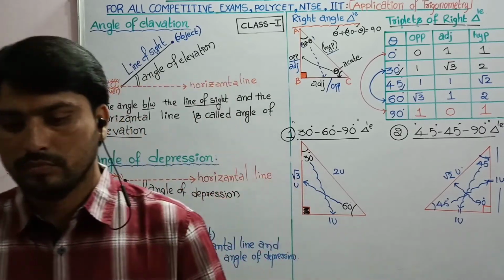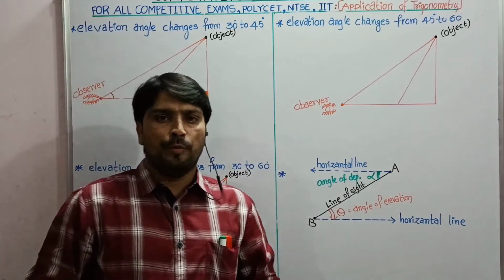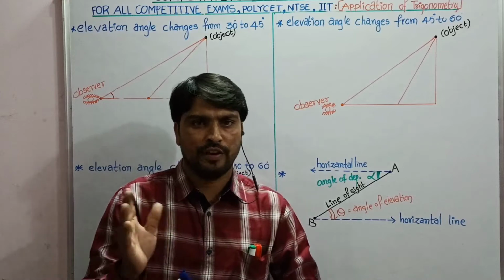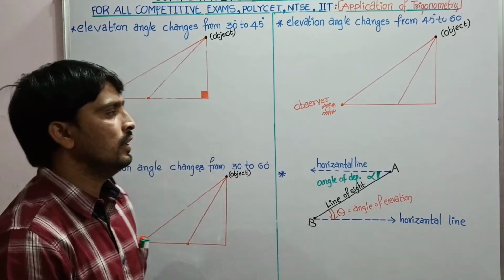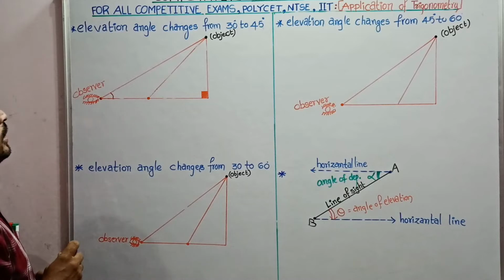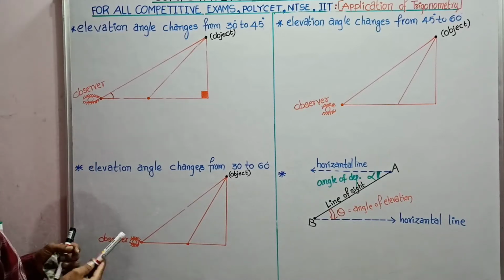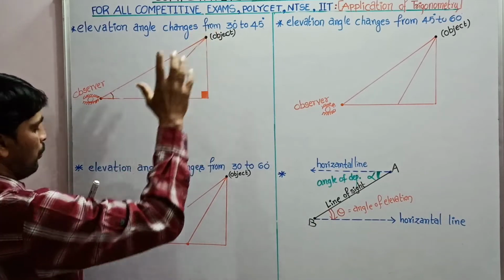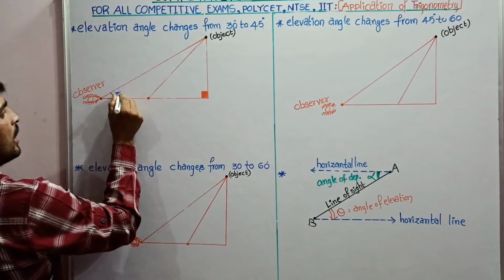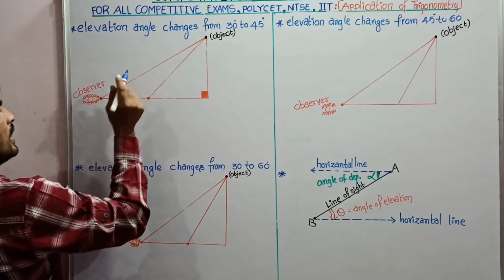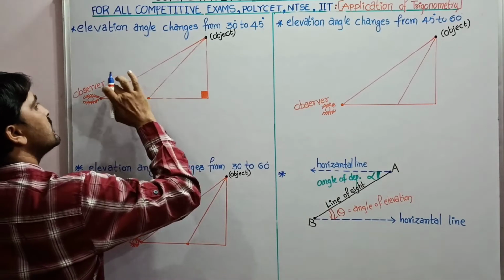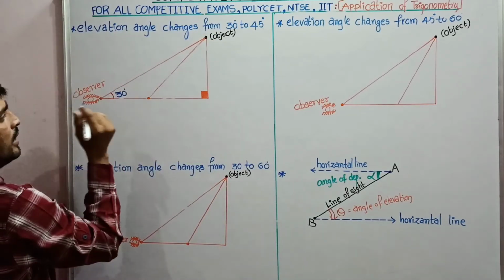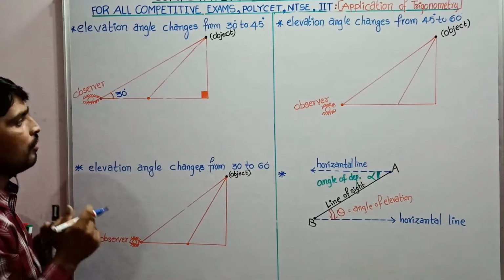Let us see some more important three cases where the angle of elevation changes from 30 to 45, 30 to 60, and 45 to 60. Consider the first case: the angle of elevation changes from 30 to 45 degrees. This is the observer, the eyes of the observer, and this is the point of the object. First of all, our angle of elevation is 30 degrees, as this is the horizontal line and this is the line of sight. The line of sight is above the horizontal line, therefore this angle is called the angle of elevation.